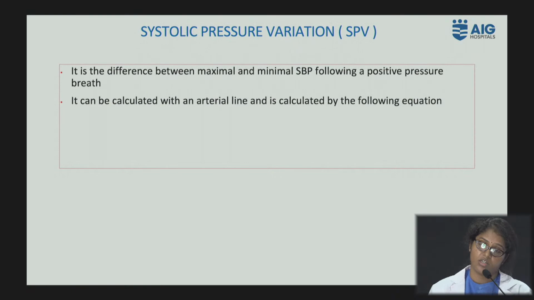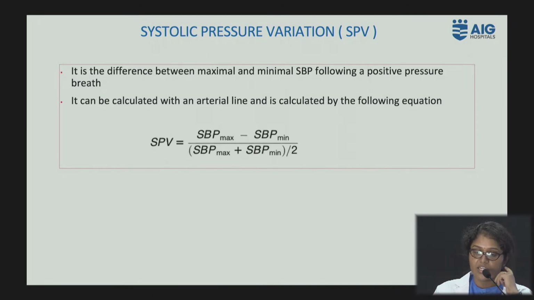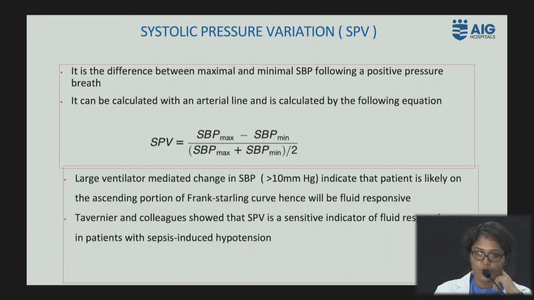Coming to one dynamic parameter, which is systolic pressure variation. It's the difference between maximum and minimal SBP and is calculated with an arterial line. Because we are basing our fluid management on these dynamic parameters, it is important to have an accurate value of systolic blood pressure. So we take the help of an arterial line, and it is calculated with the following formula.